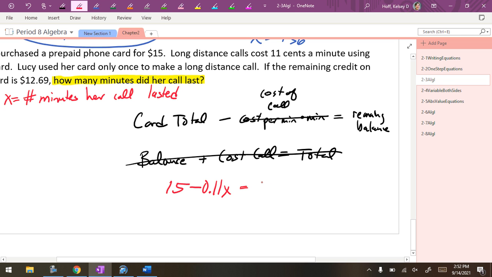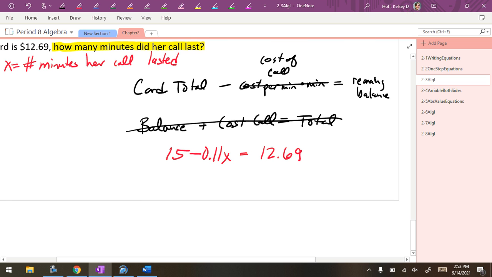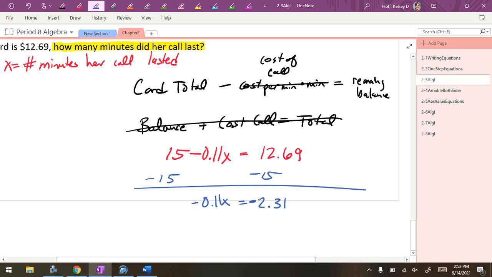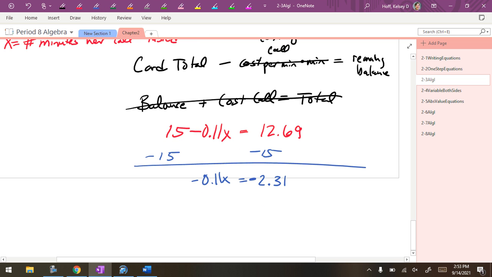Equals $12.69. Solve this on your own right now. 15 minus 0.11x equals $12.69. You got a lot of math to check me on here. Subtract 15 on both sides.